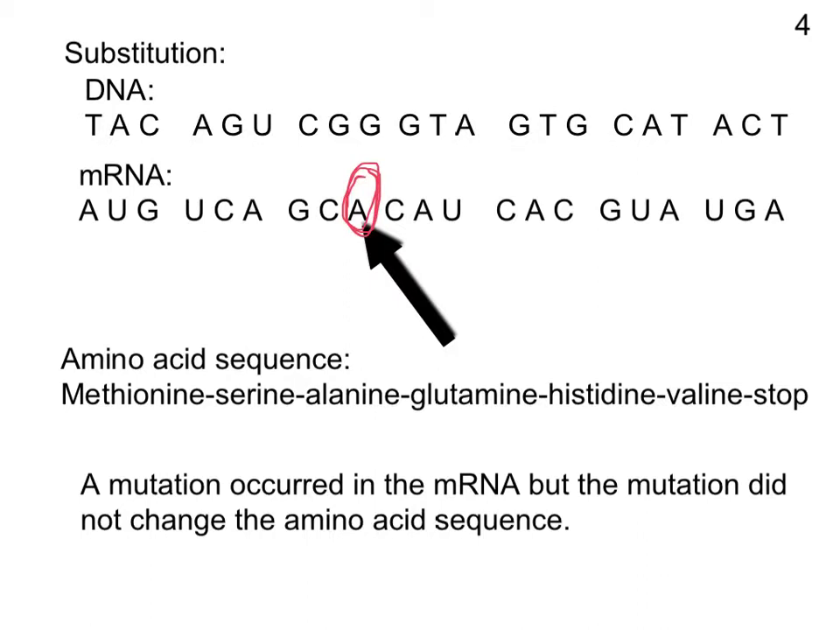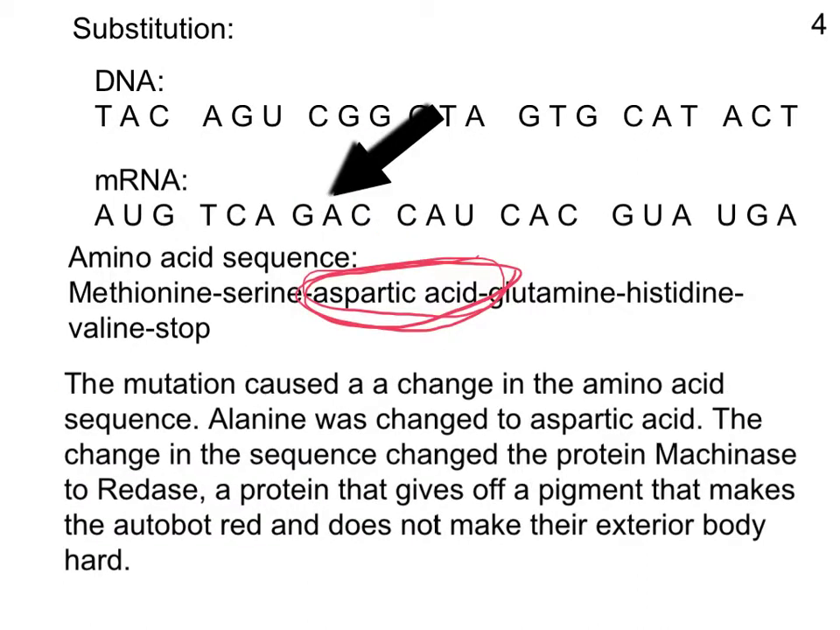Because I changed this, there was a mess up between this G and this A, and that caused no mutation. I still have the same amino acid sequence. So at the bottom, I want you to summarize what happened. A mutation occurred in the mRNA sequence, but the mutation did not change the amino acid sequence. Now that's a possibility. The other possibility is that it does change.